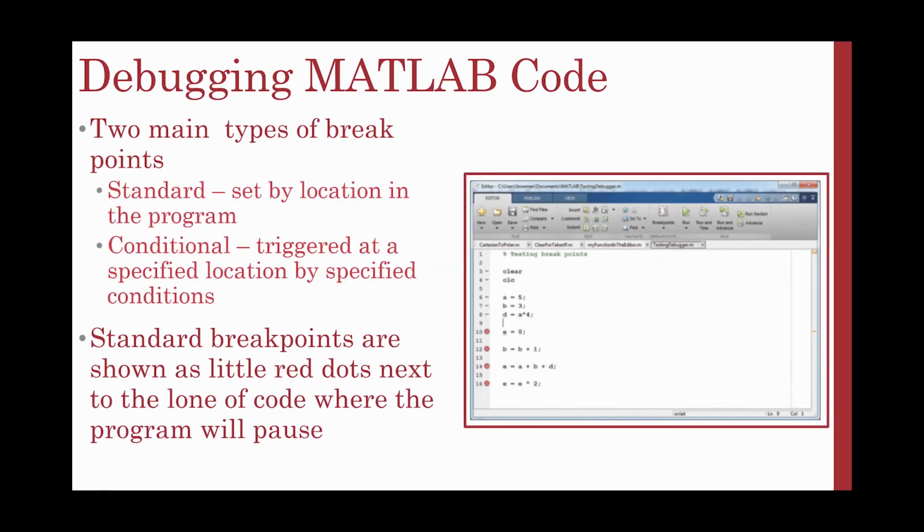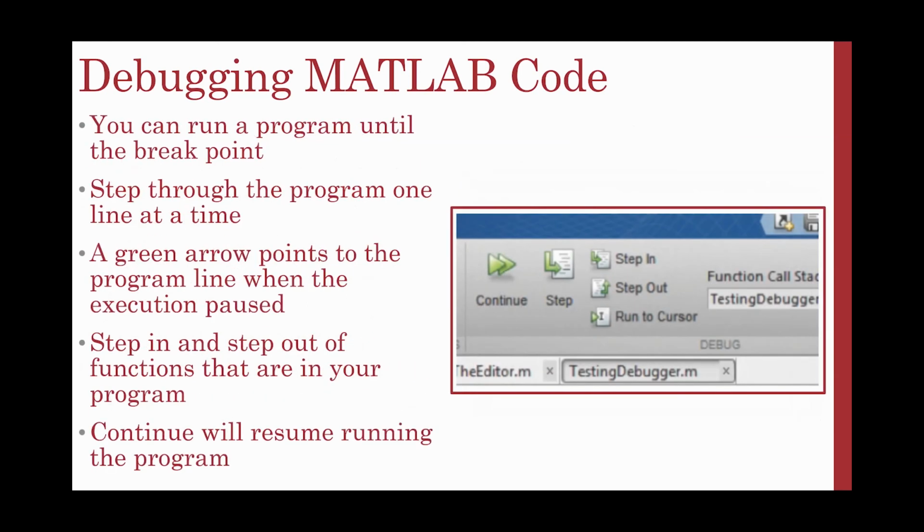There are two main types of breakpoints. You have standard, set by location, and conditional, triggered at specified locations by conditions. Standard breakpoints are shown as little red dots next to the line of code where the program will pause. You just click on the lines and you can put in some breakpoints. You can run a program until a breakpoint, then you can step through the program one line at a time. A green arrow points to the program line where the execution is paused.